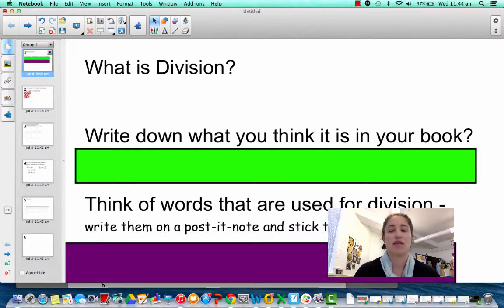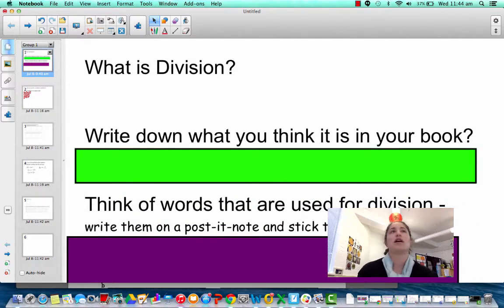The second thing I'd like you to do is you'll need to get some post-it notes from the front of the room. So pause the video, pick up your post-it notes, come back and write down all of the words that you can think of that relate to division. We're going to create a word wall.